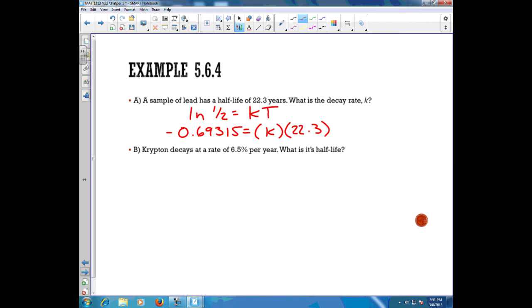If we divide both sides by 22.3, we're going to find that k is equal to 0.0311, or 3.11%. I'm sorry, it's negative 3.11%. This thing is decaying, so k should be negative.